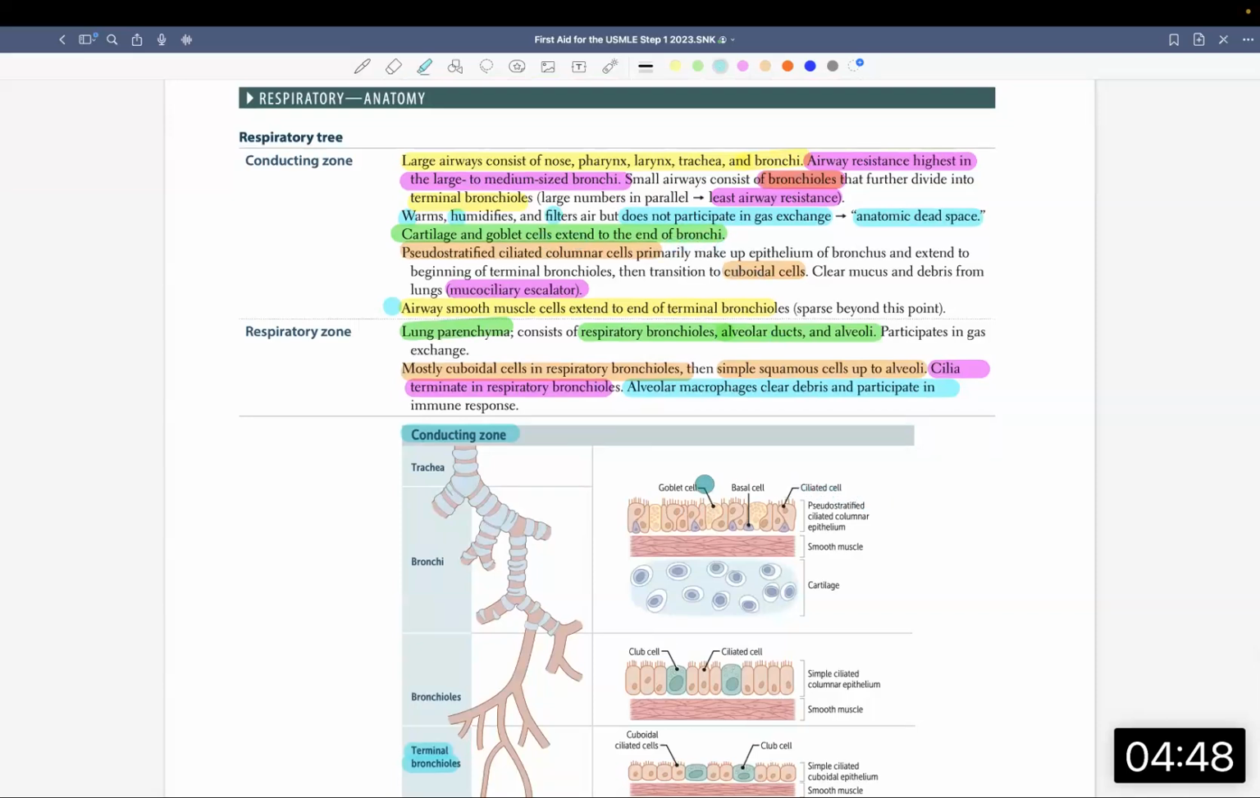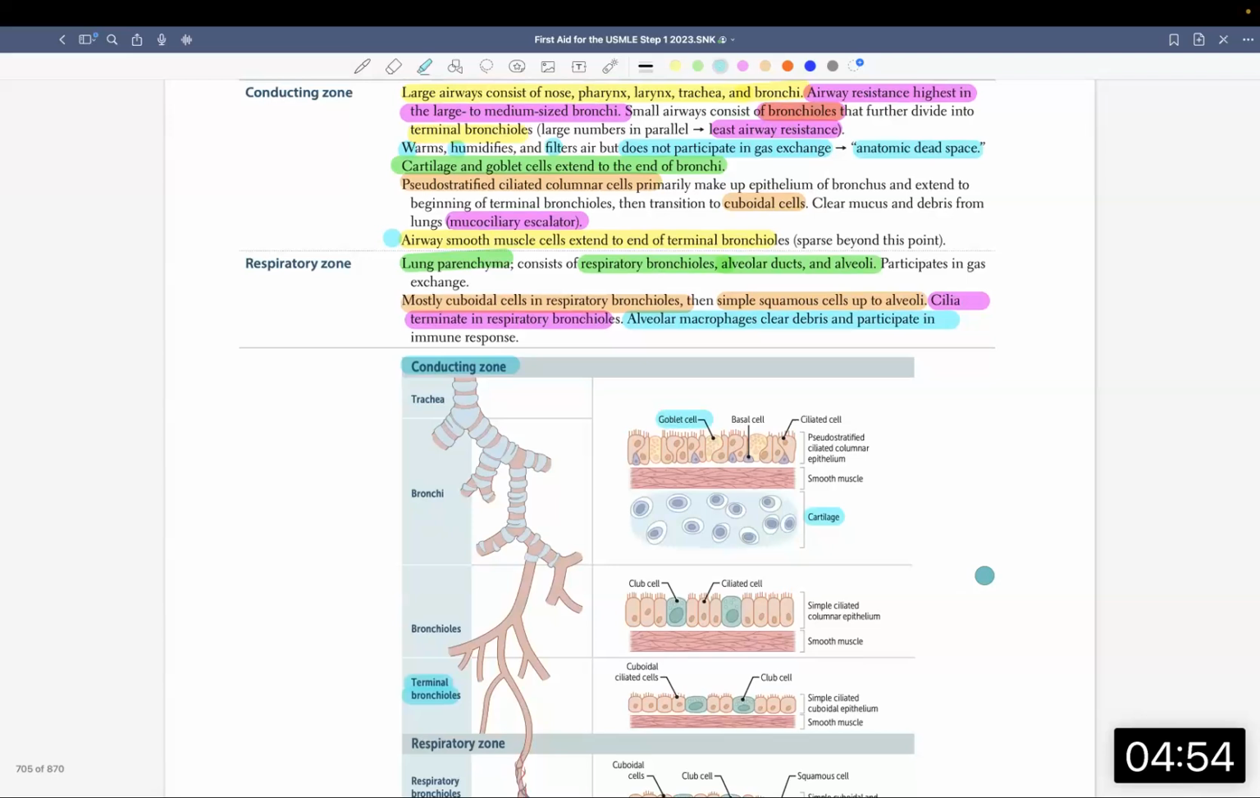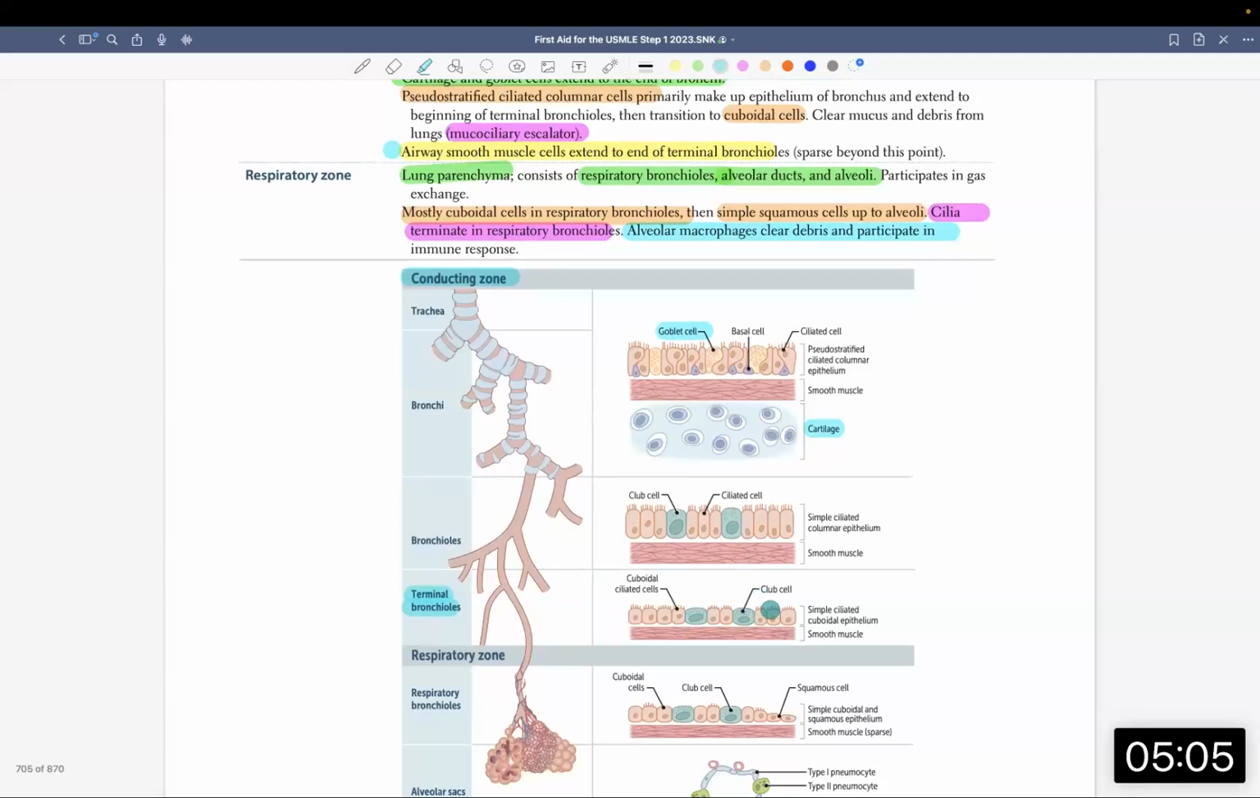So up to here mainly is the goblet cells and cartilage. After this, they are not supposed to be present. At bronchiole level, we have simple ciliated, so pseudostratified ciliated columnar became simple ciliated columnar epithelium. There is smooth muscle here. Then terminal, here also we have few cuboidal cells and club cells. Simple ciliated columnar epithelium and smooth muscle present throughout.